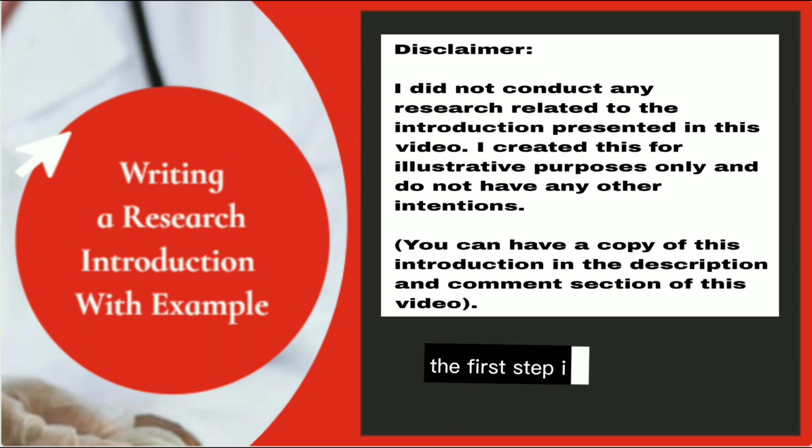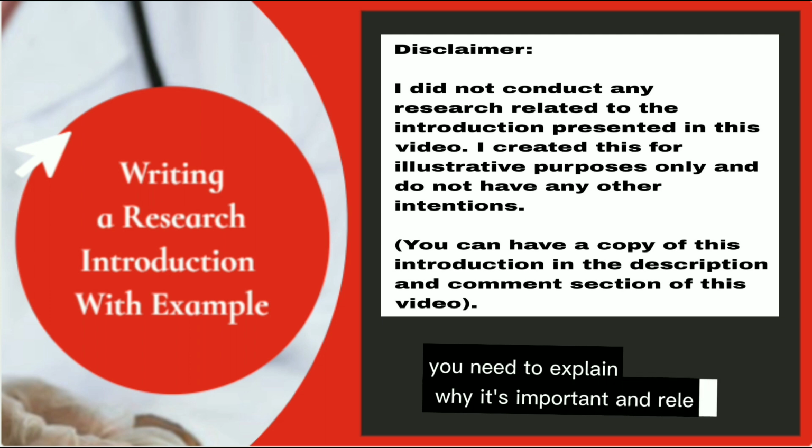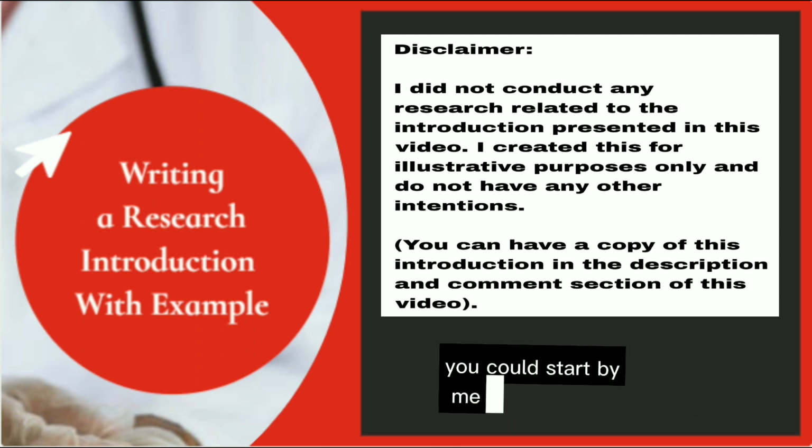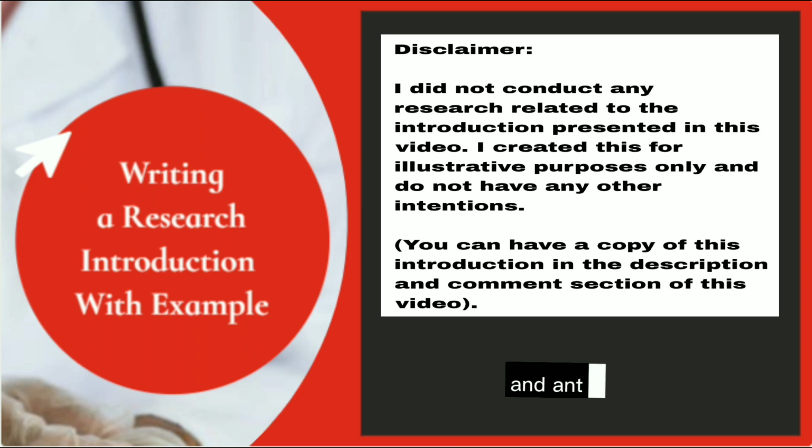The first step in writing a research introduction is to provide context for the topic. You need to explain why it's important and relevant and what the current state of knowledge is. In this case, you could start by mentioning the significance of broiler chicken production in the Philippines and the concerns about the use of conventional feeds and antibiotics.